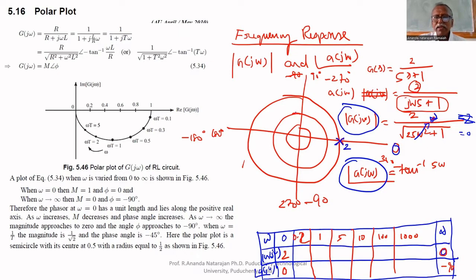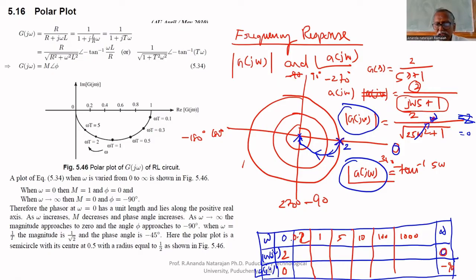Finally, the final value is that the magnitude is 0 and the angle is minus 90. It means it approaches the origin at an angle of minus 90 degree. It starts at 2 and ends at 0. This is the plot, a semicircle with center at 1.